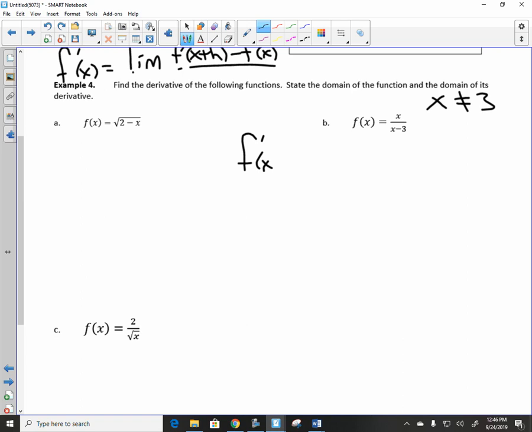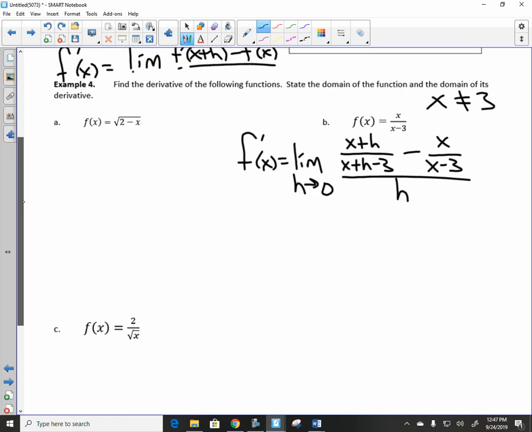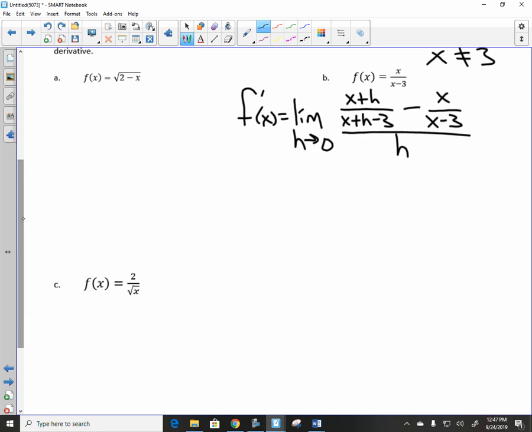F prime of x is equal to the limit as h goes to 0 of, what do I plug in for x? X plus h over x plus h minus 3. Then what? Minus what? X over x minus 3. All over h. It is awesome. It's beautiful. Works out every time. What would happen if we plugged in 0 right now? You get 0 over 0.